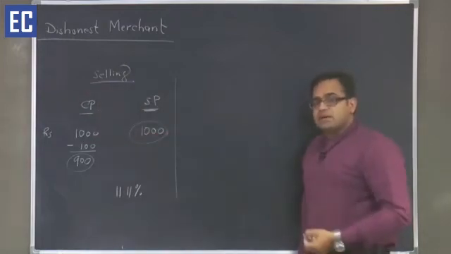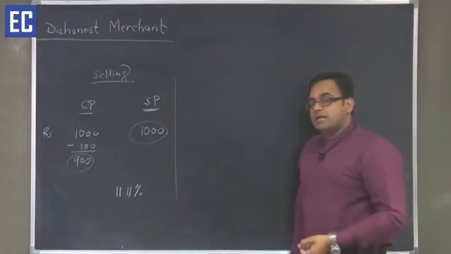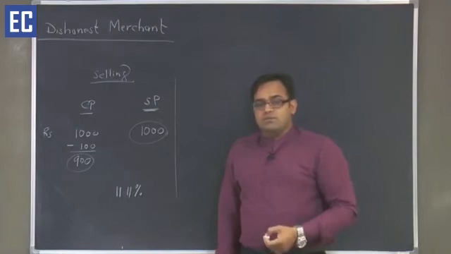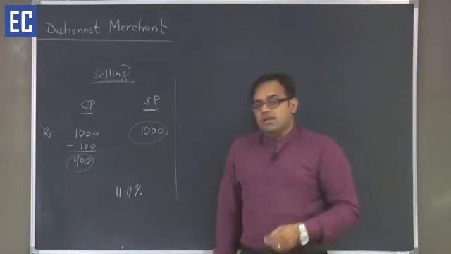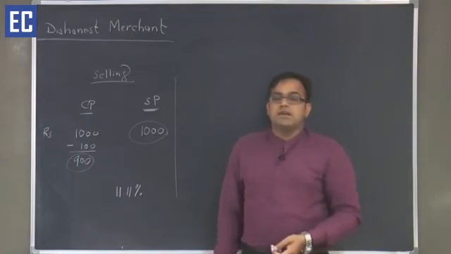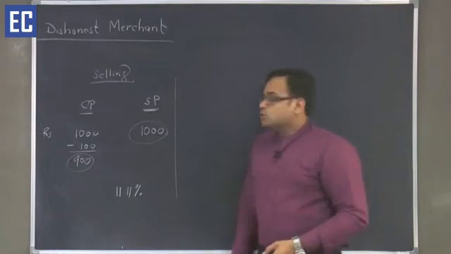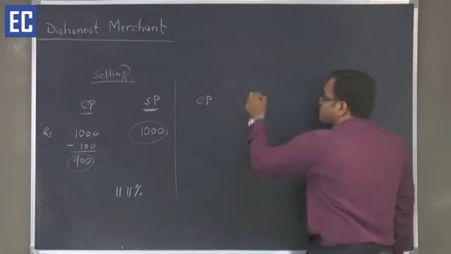Let's take another example wherein he is stealing on the buying side. So when he buys the item, for every 1000 gram that he buys, let us say he is stealing another 100 gram. If he is stealing another 100 gram for every 1000 gram that he buys, and then he sells it, what will be his profit percentage? So now what is happening is cost price, selling price.